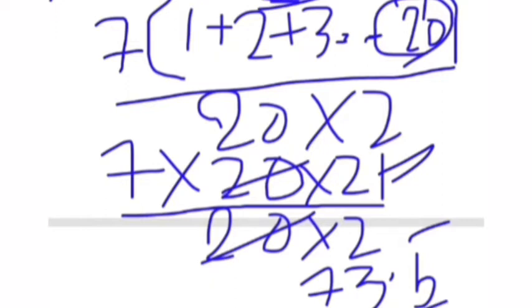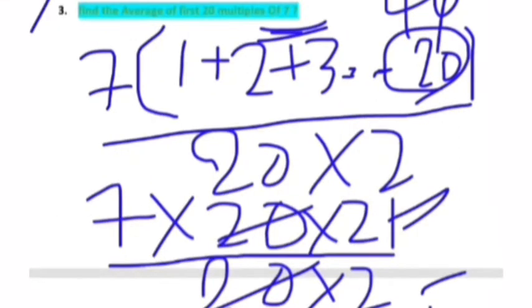They will ask questions like this also: find the average of first 20 multiples of 3, first 20 multiples of 5, 6, 8, 9, like that. So you have to be ready for this question. It's also a favorite question for railway exams and different competitive exams like government exams.